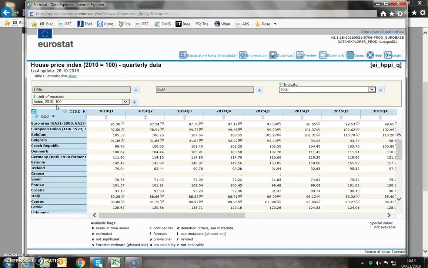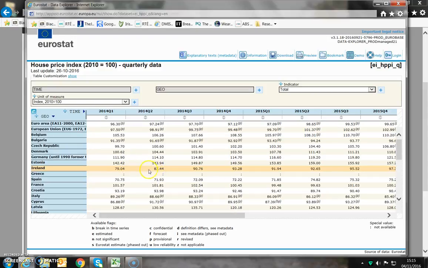So looking at Ireland, you can see in 2014 quarter 1, compared to the base year of 100 in 2010, you have prices at 79.04. What this means is that prices have decreased just under 21%. So the difference between 100 and 79.04 is just under 21%. So you can see that house prices have decreased in Ireland by 21% at that time. Okay.